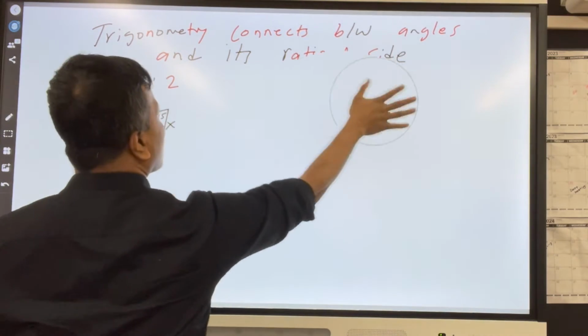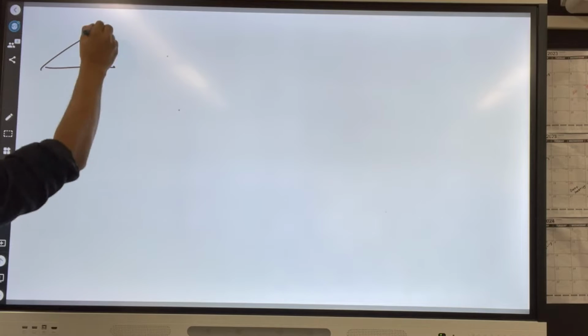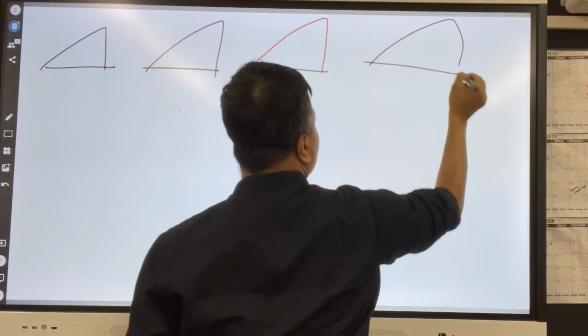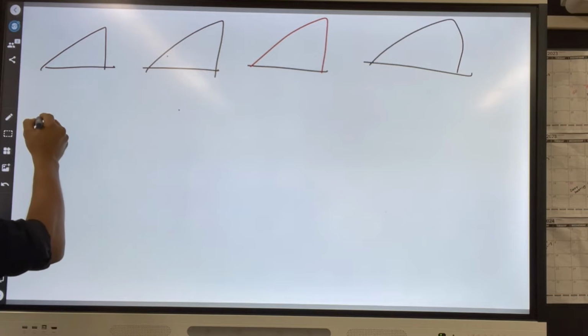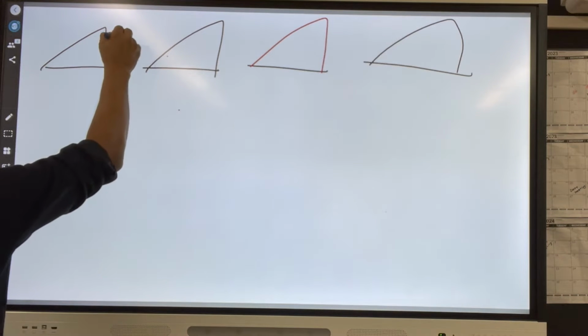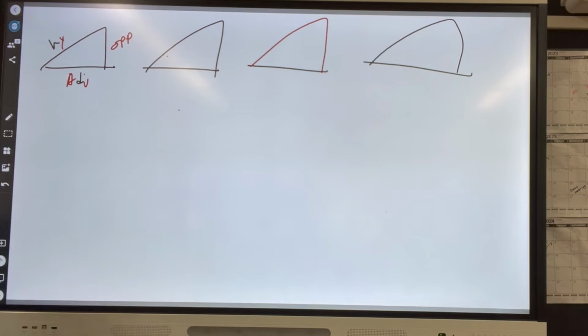Now let's make more conventions. I'm going to draw some right angle triangles. Today we're going to focus on right angle triangles. Okay, so I have 4 right angle triangles. Let's call this one opposite, this one adjacent, and this one hypotenuse, right? Hypotenuse is the longest side.